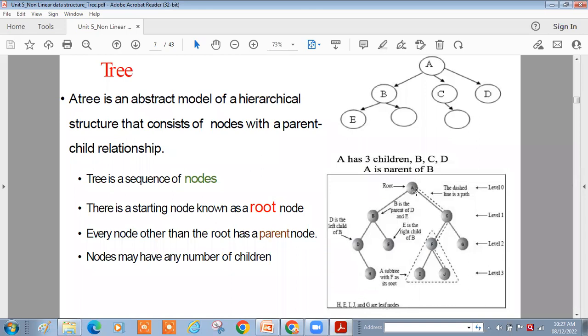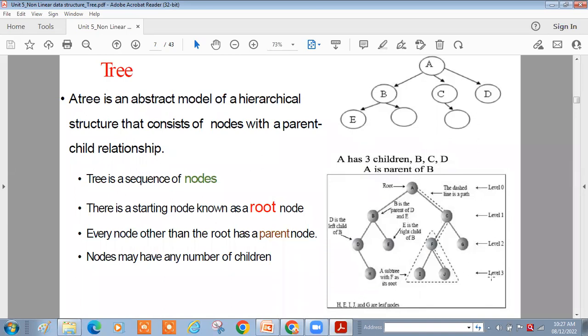Now you can see from root to first, it is nothing but level 1. Root is at level 0. Then here you can see D, E, F, G. They are at level 2. And last, this is nothing but at level 3.